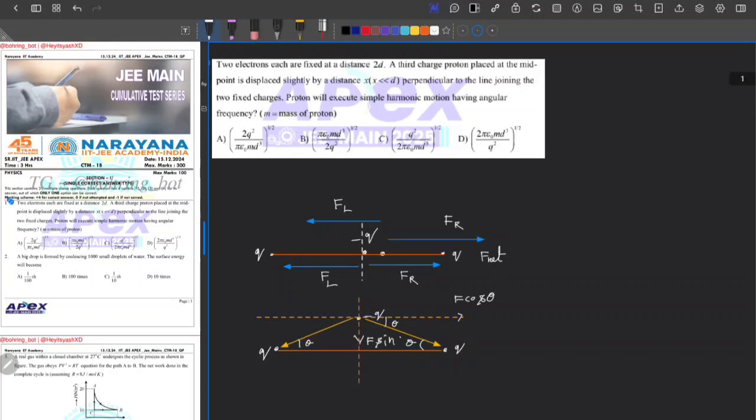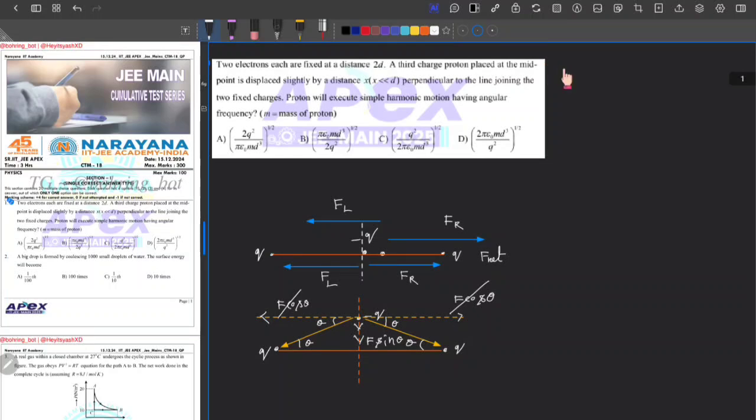This is F sin theta, and here also the same, it is F cos theta, because this angle is theta, this angle is theta. This will be F cos theta, and this will be in a downward direction, this will be F sin theta. Now you could see that this F cos theta as well as F cos theta will be cancelled, and the net force is acting towards the mean position.